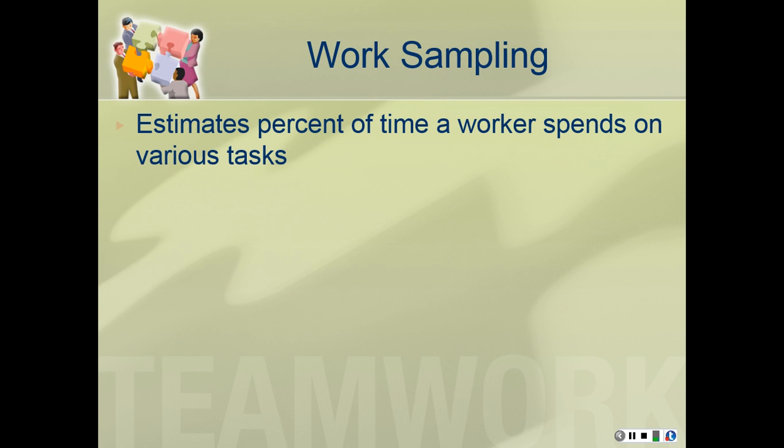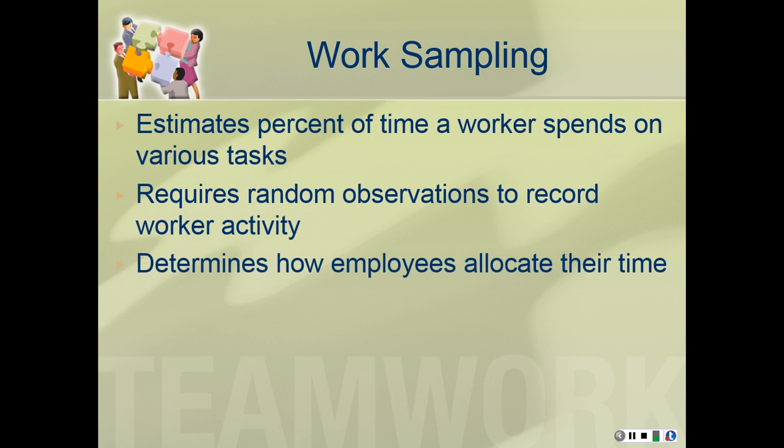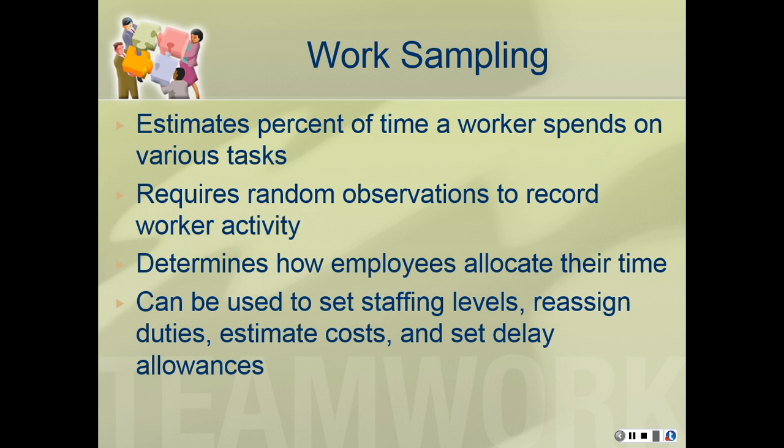Work sampling is estimating the percent of time a worker spends on various tasks. It requires random observations to record worker activities, so you can't just do one. You randomly select employees and you look at what they're doing and so forth. And it kind of determines how employees allocate their time throughout the day. It can be used to set staffing levels, reassign duties, estimate costs, and set delay allowances.